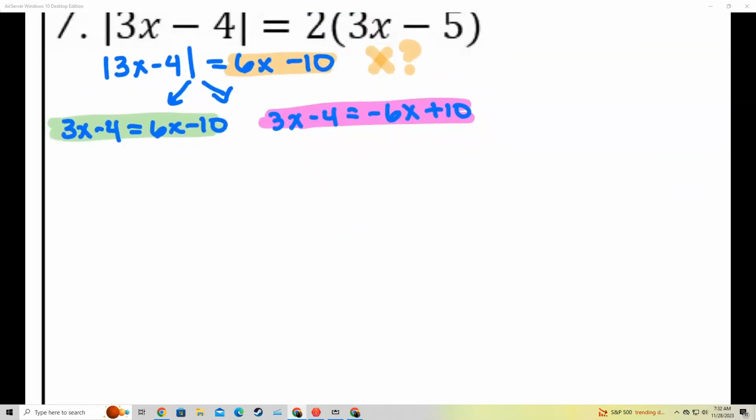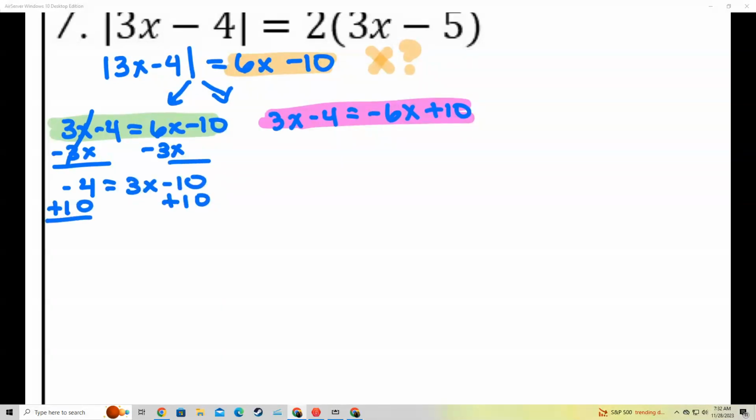So let's see, I'm going to get rid of the smaller x, which means I'm going to subtract 3x on each side. This gives me negative 4 is equal to 3x minus 10. I'm going to add 10 to both sides. 6 is equal to 3x, divide both sides by 3. x is equal to 2. And you're going to say, what's the big deal? That wasn't that difficult. We're not done yet, but that's okay. I got my first possible answer.